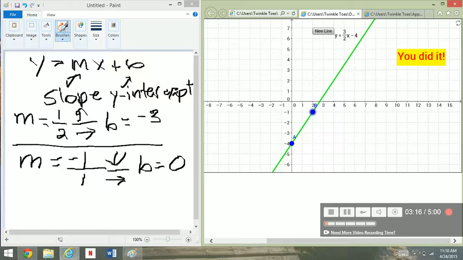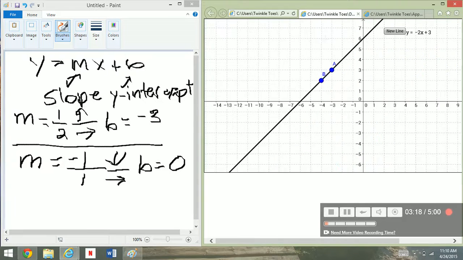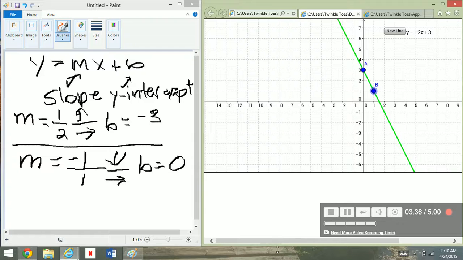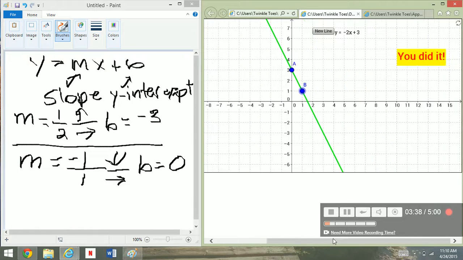Let's do one more with the application. We have y equals -2x plus 3. My y-intercept is +3. My first point. My slope is -2, which is -2/1, so down 2 to the right 1. And I was able to graph y equals -2x plus 3.